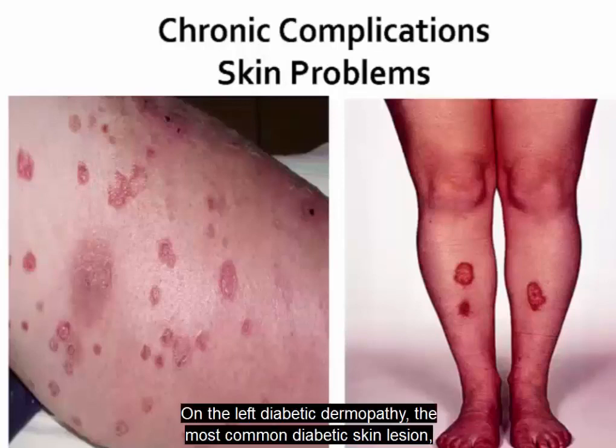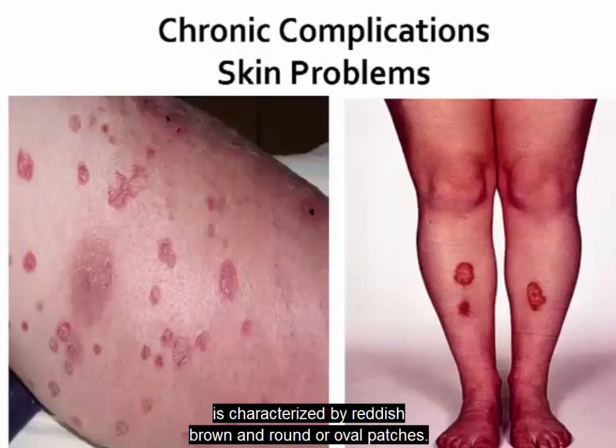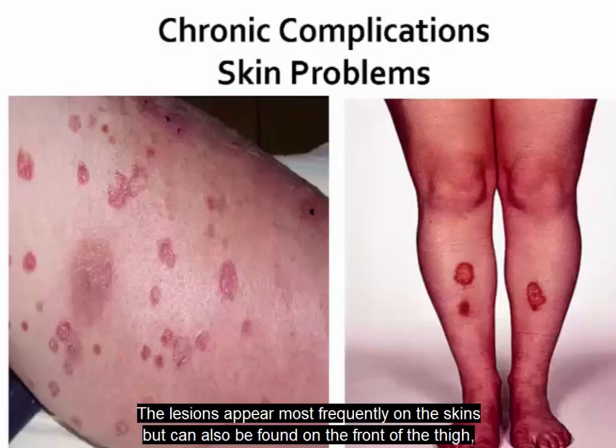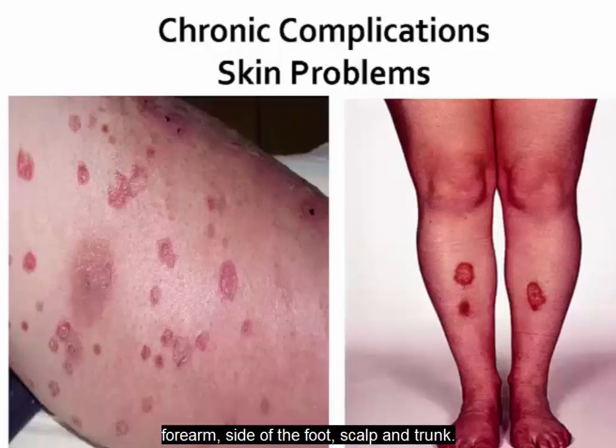On the left, diabetic dermopathy, the most common diabetic skin lesion, is characterized by reddish-brown and round or oval patches. They initially are scaly and then flatten out and become indented. The lesions appear most frequently on the shins, but can also be found on the front of the thigh, forearm, side of the foot, scalp, and trunk.